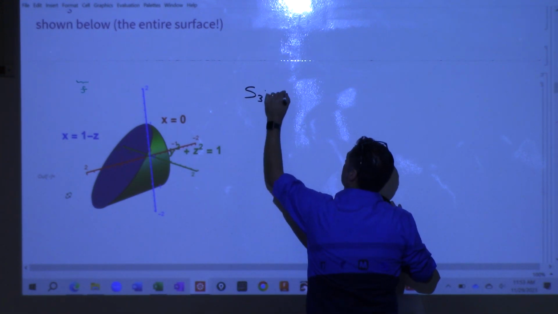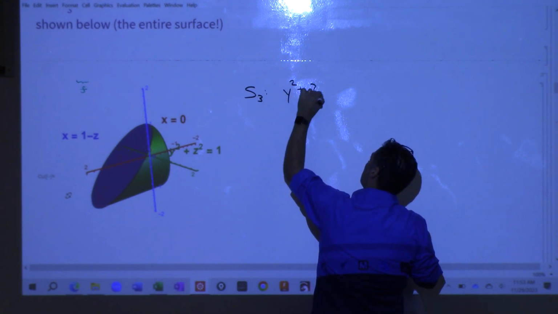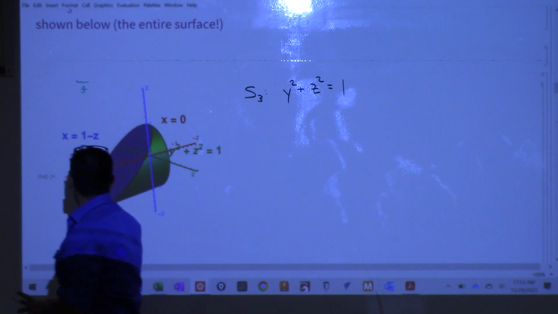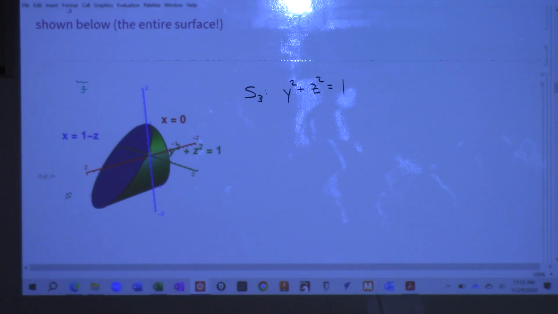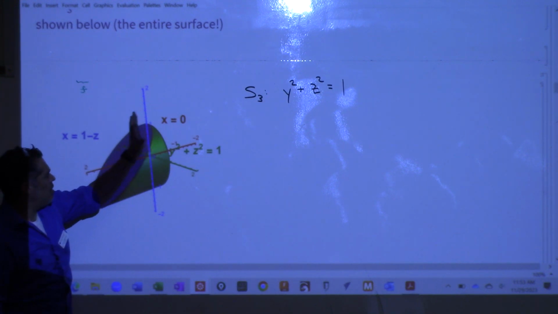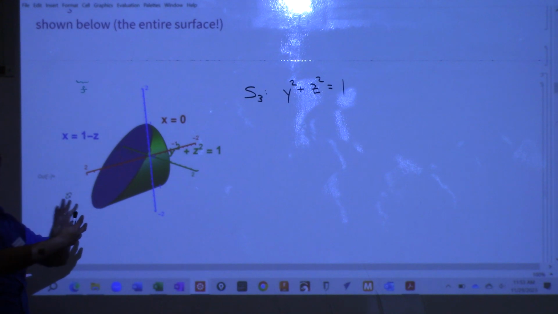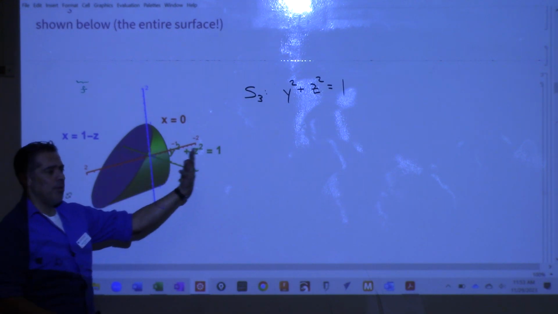So S3 is that equation y squared plus z squared equals 1. Now what's different about this green one compared to the blue and the red? It's no longer on the YZ plane? Yeah, so with the blue one, we could project its shadow or its projection onto the YZ plane, and we could see its domain there, couldn't we? And then with the red one, same thing.